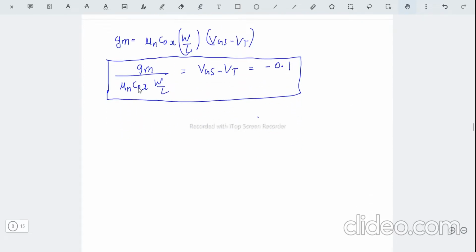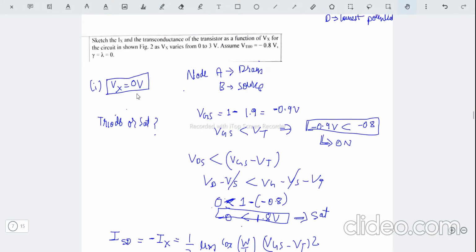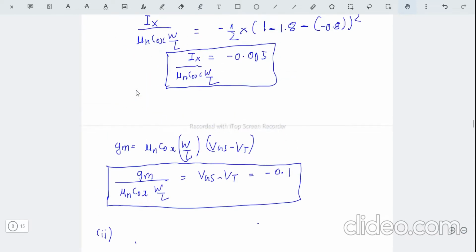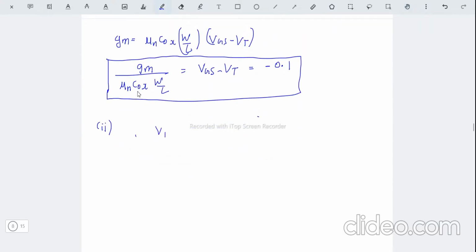This would be constant as long as the MOSFET is in saturation. So now we have to find up to what value of Vx this will be the same, that is, the range of Vx for which the normalized values of Ix and Gm remain the same as these two. That is nothing but finding the value of Vx for which it goes out of saturation, the edge of saturation.